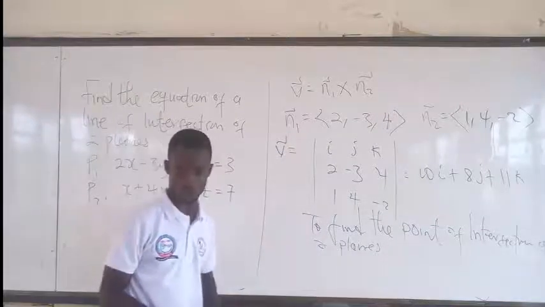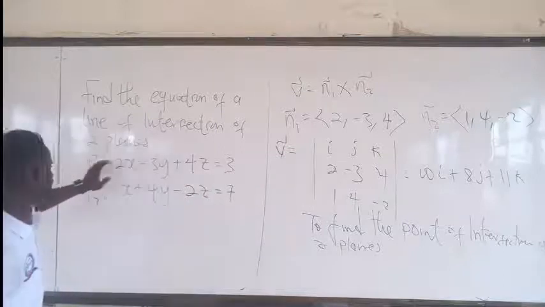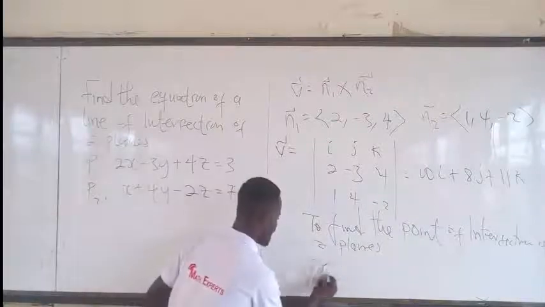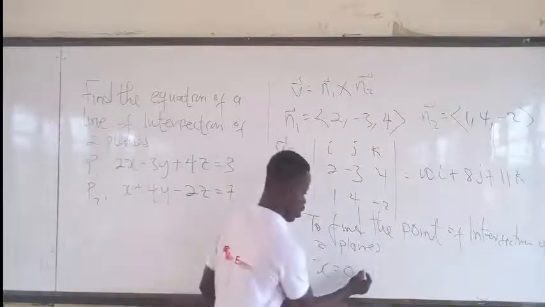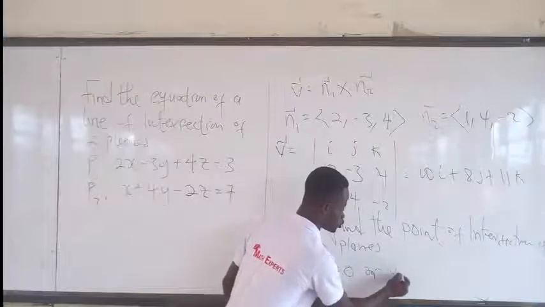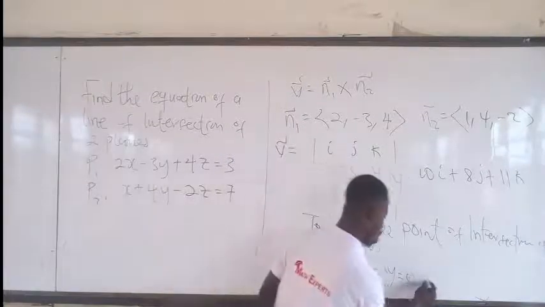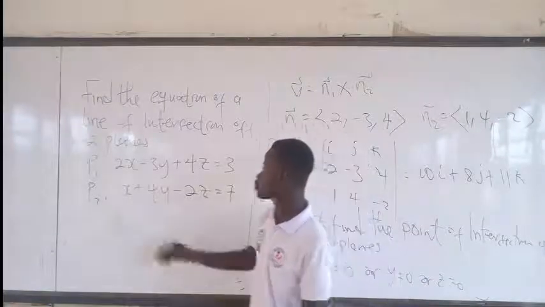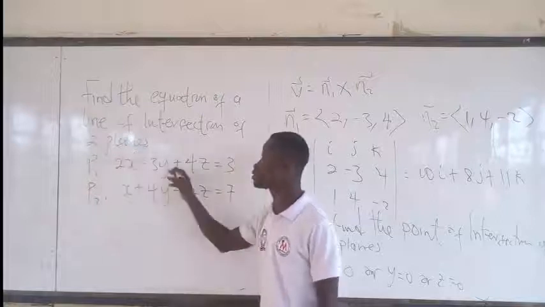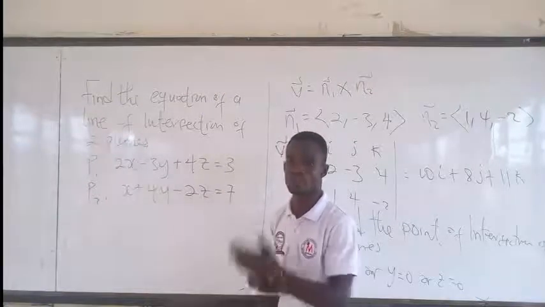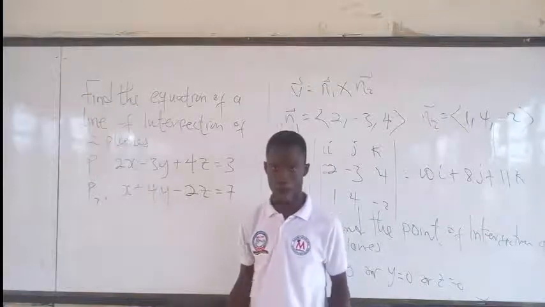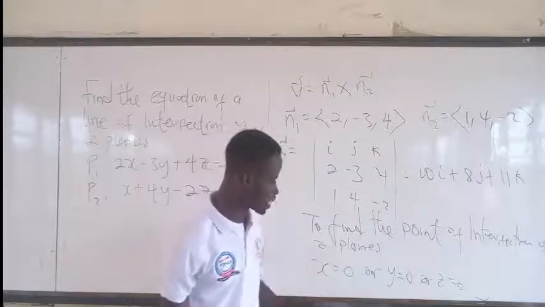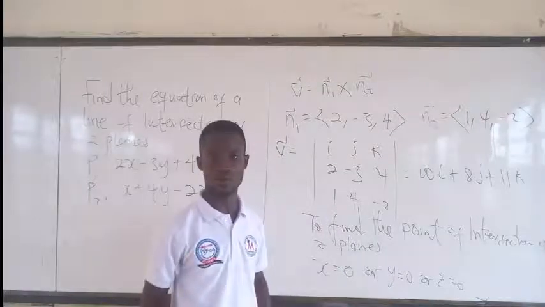This is what you are going to do. So this plane 1 and the plane 2. Here you can choose to set x to be equal to 0, or y to be equal to 0, or z to be equal to 0. Because when you choose, let's say x to be equal to 0, you are going to deal with only two variables. Then you solve it simultaneously. I hope it's clear. Alright, so that's how you are going to do it. So what do you think? Which one should we choose to be equal to 0?